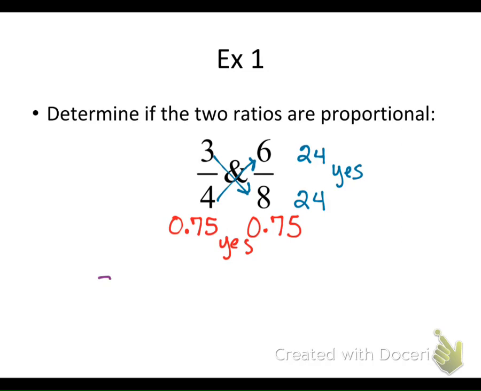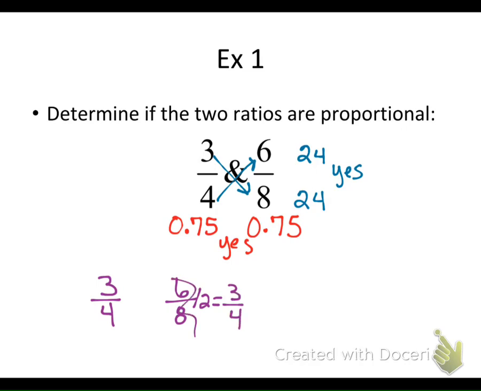The last way. So you have two fractions here, right? The final way that you can check to see if these are proportional is simplify each fraction. So you're looking here at 3/4. Is 3/4 in simplest form? Yes, it is. So is 6/8 in simplest form? No. What is it in simplest form, Mike? 3 over 4. So if we divide each of these by 2, we're going to get 3/4.